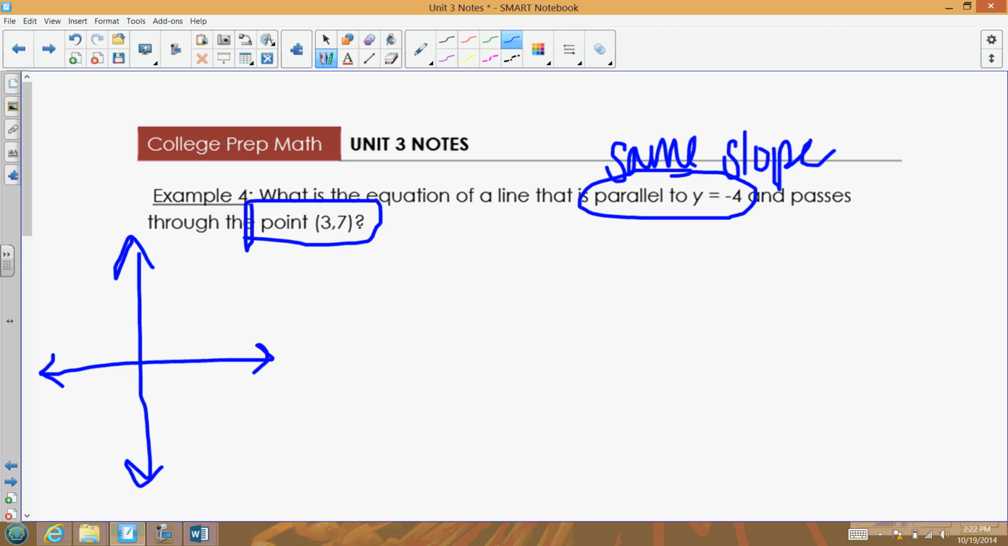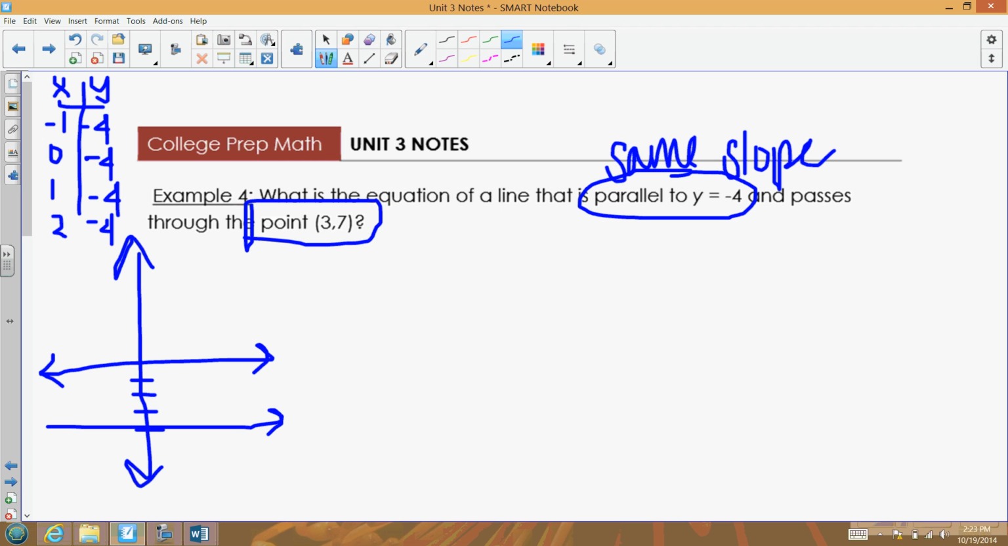So you kind of want to think to yourself, well, what does that really look like? So y equals negative 4. Well, what that's saying is y is always negative 4. And x can be anything we want. So it can be negative 1, 0, 1, 2. It can be anything you want. So what ends up happening is y equals negative 4 is going to be a horizontal line through negative 4.